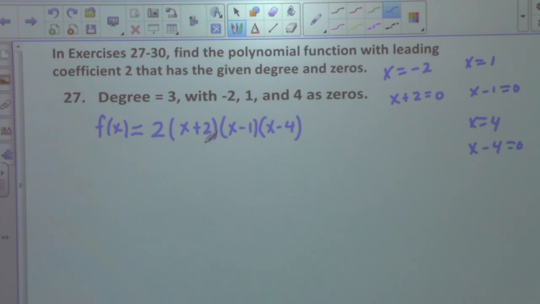So Will's trying to professorialize on us a little bit here, right?